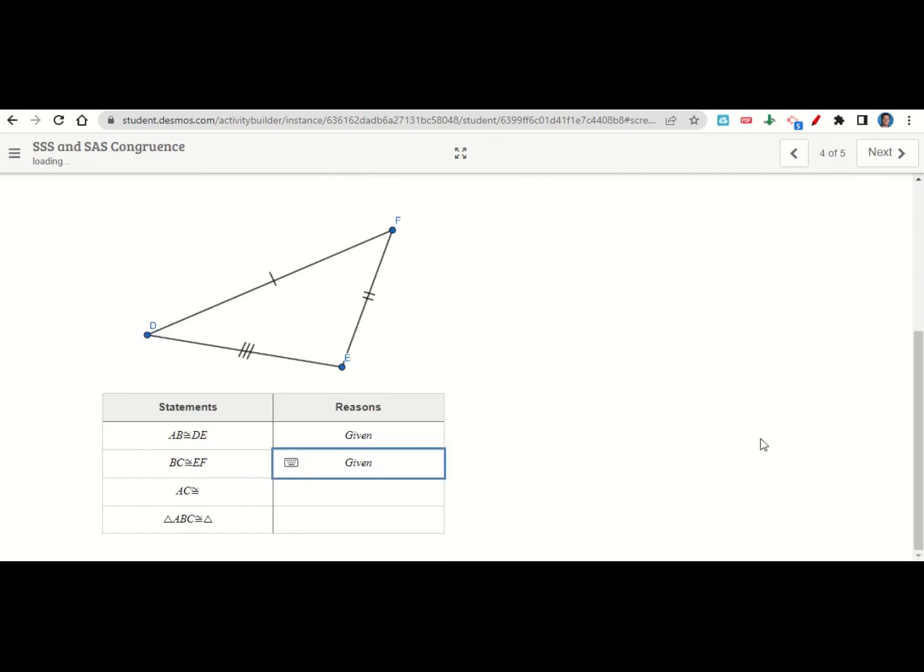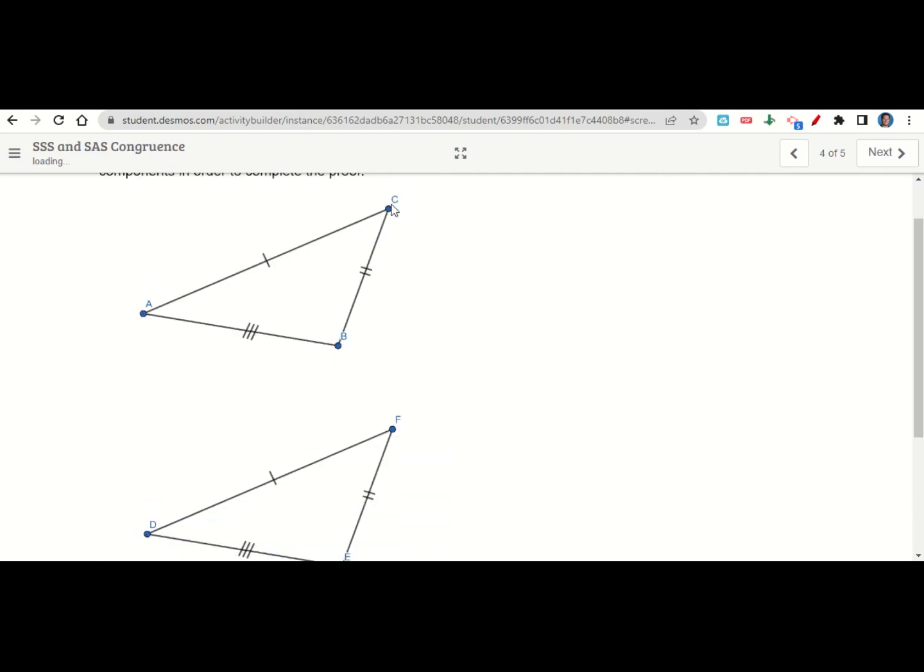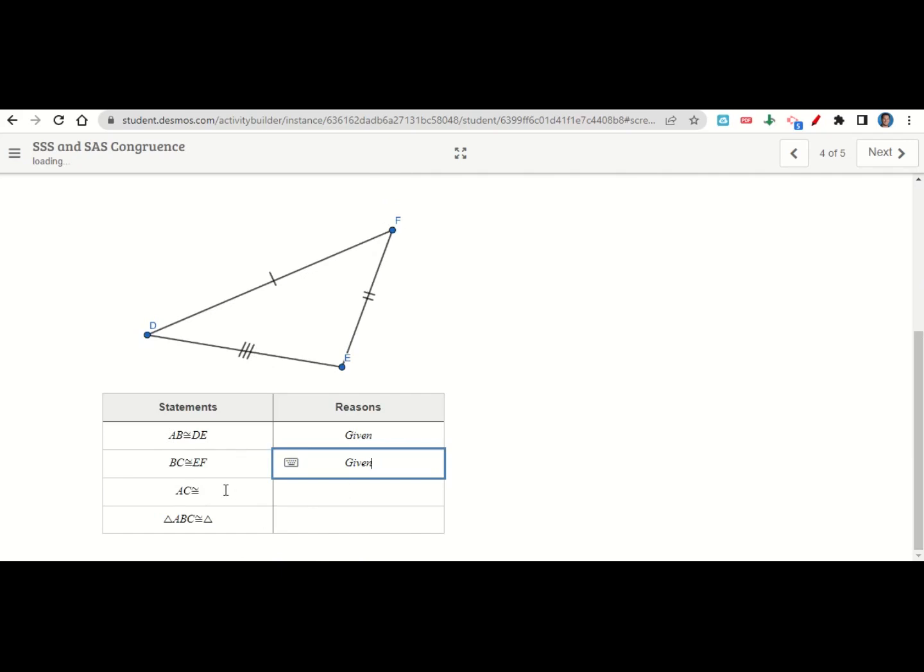And then here, AC is congruent to DF. And how do we know that? Well, they gave us the symbols again, so that's given information as well. So there's my given information. And now I can say triangle ABC is congruent to triangle DEF.